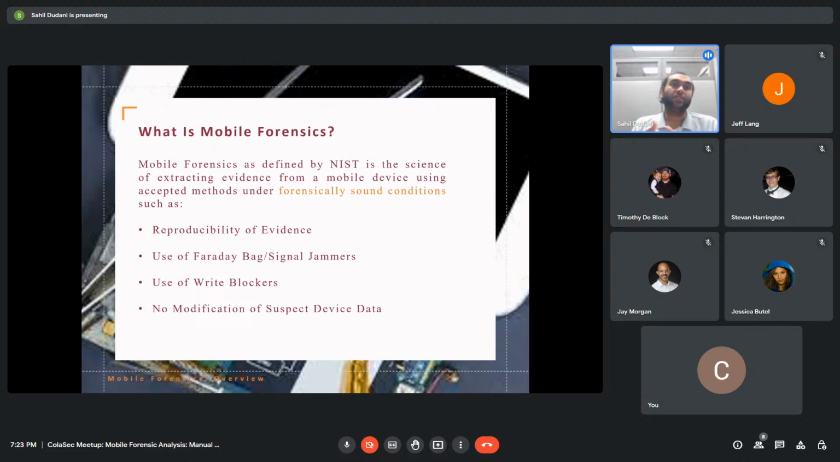Usage of Faraday bags or signal jammers, or probably just somehow getting the device off of the network, is one of the conditions that's necessary for forensics so that the data cannot be wiped remotely. We also tend to use write blockers because you don't want to modify user data on a device. So write blockers are really important. Again, no modification of suspect device data. So these are certain forensically sound conditions that we tend to follow while performing extractions and analysis of mobile devices.